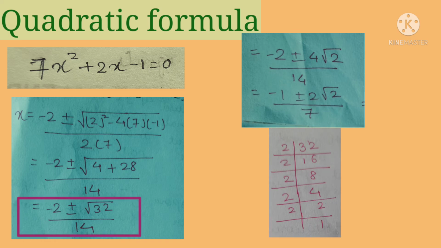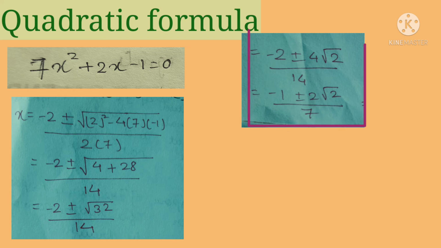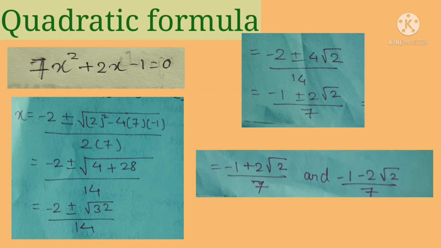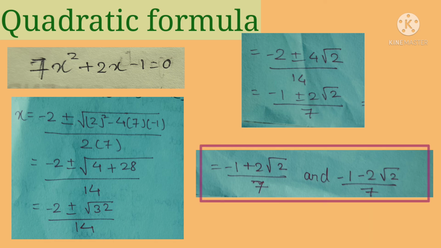How do we need to find the square root, cube root, or up to the nth root? I made a separate video related to it, linked in the description box, and even on the card we will be getting it. So minus 2 plus or minus 4 root 2 divided by 14. Okay, I have taken 2 as common, so we got the answer as minus 1 plus or minus 2 root 2 divided by 7: minus 1 plus 2 root 2 divided by 7, and minus 1 minus 2 root 2 divided by 7, which are our answers.